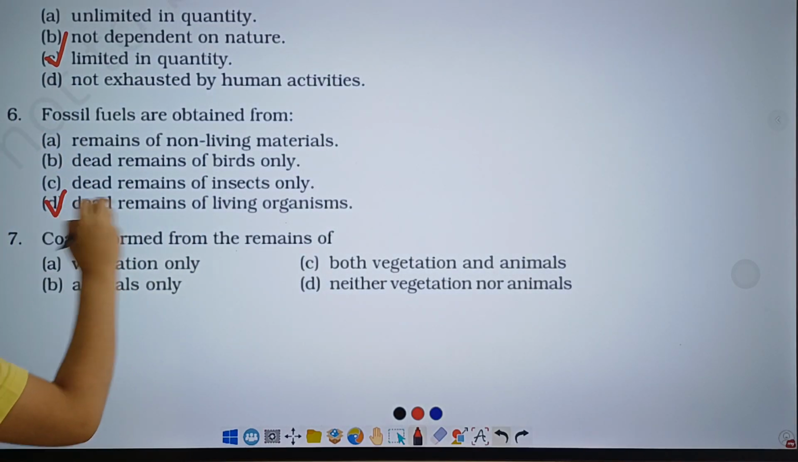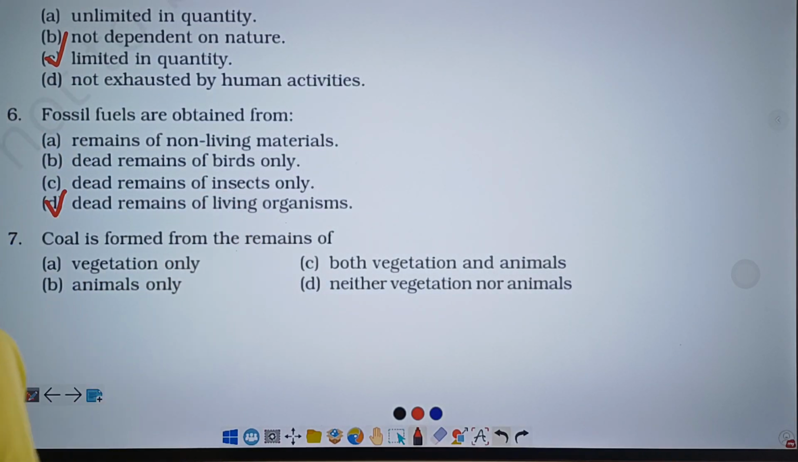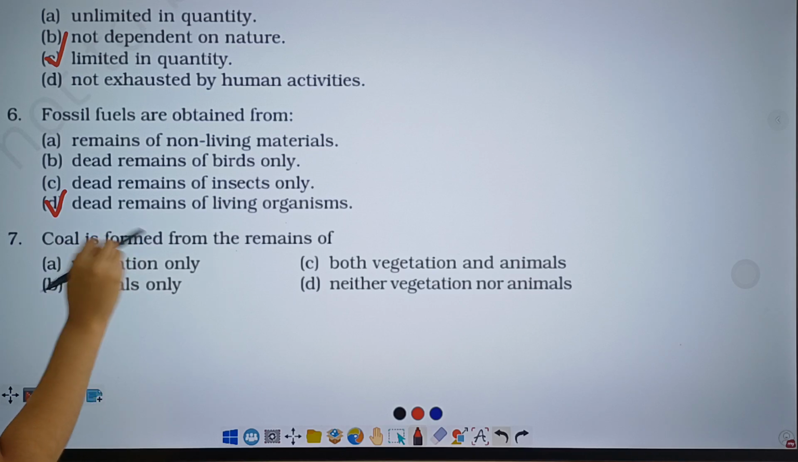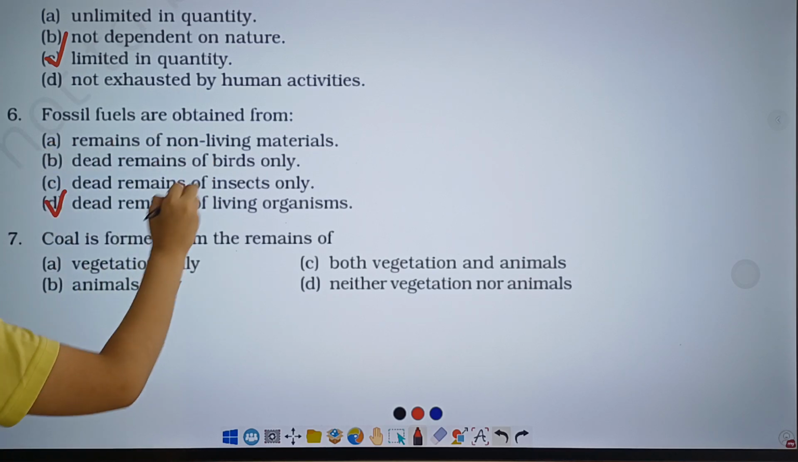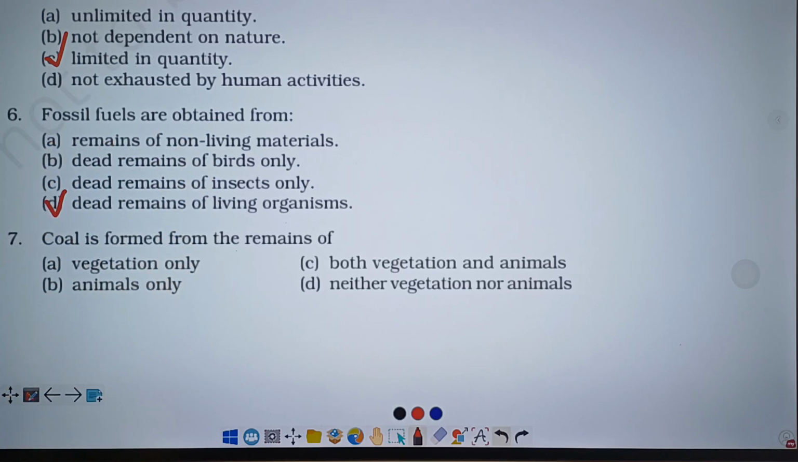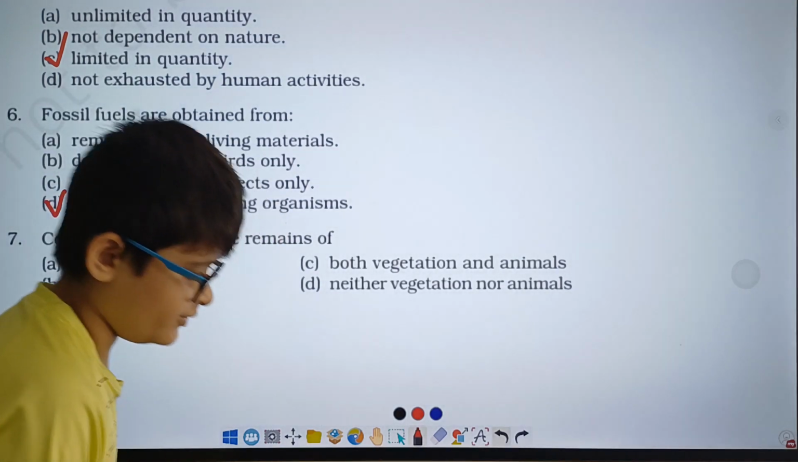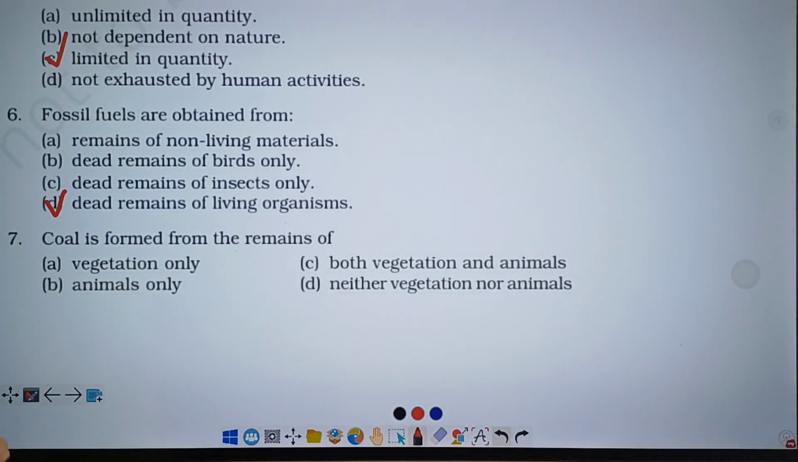Hence it will be the dead remains of living organisms and not the remains of non-living materials. Because option A suggests that fossil fuels are obtained from remains of non-living materials such as the ground or this wall. You understand? Hence it will be option D.